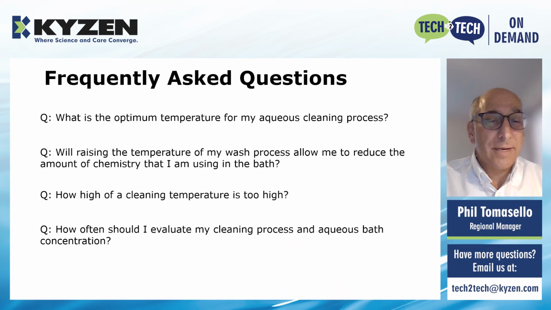Question number two, will raising the temperature of my wash process allow me to reduce the amount of chemistry that I'm using in the bath? Yeah, in general, increasing wash temperature is going to compensate for ineffective chemistries you might be using. But chemistry also plays a key role in the cleaning process. So it's very important you analyze all the process control variables in context. That'll help you avoid higher temps simply damaging PCBs or machinery or possibly causing some of those health concerns we mentioned.